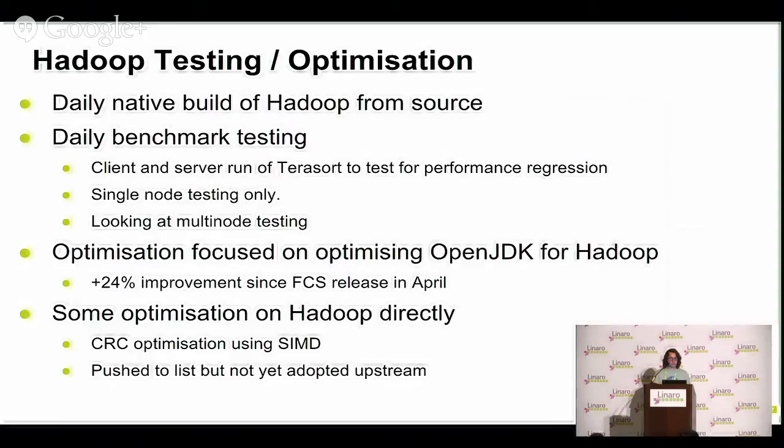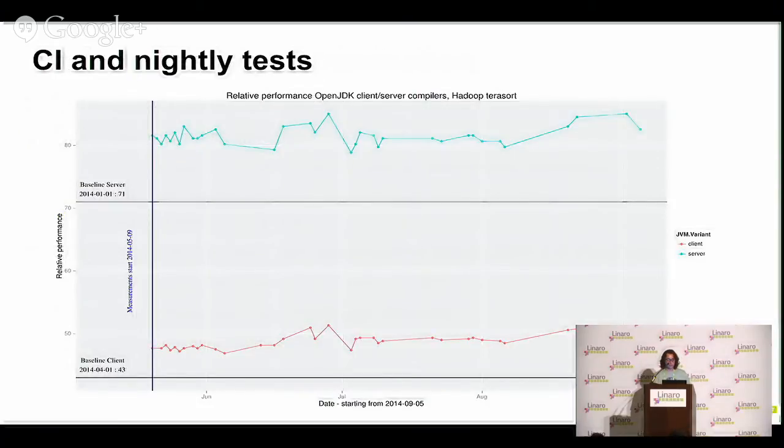So it's perhaps repeatable in terms of there's no other network traffic going on, and we can get similar numbers on a daily basis. There are not too many wild spikes. We're currently looking at multi-node testing, but no results to talk about right now. And then in terms of the optimization explicitly for Hadoop, as it says here, there's been basically a 24% improvement since the FCS in April. And I guess if you go back a slide, you can see that in this graph here.